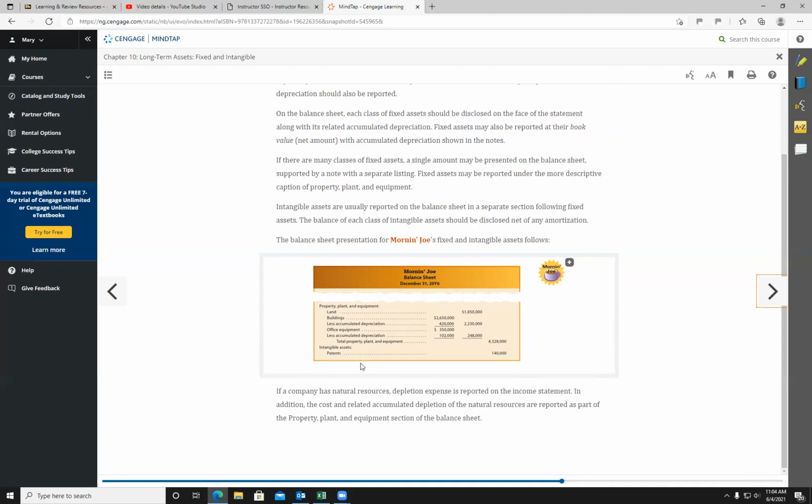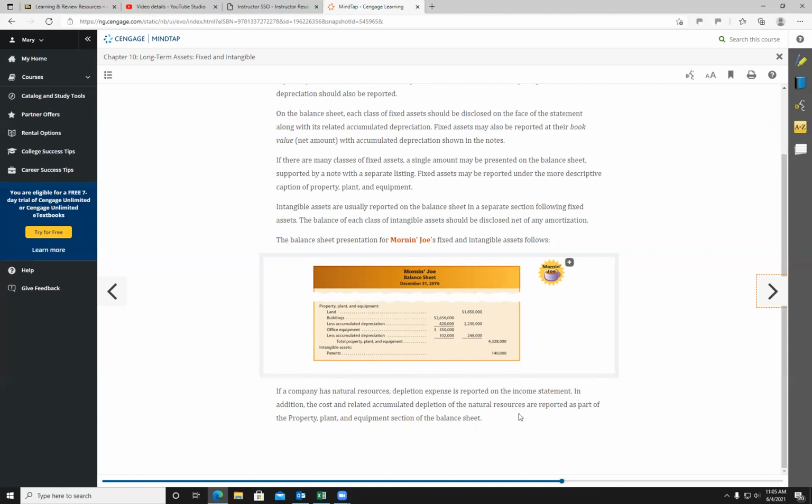But you should also have the fixed assets with their related cumulative depreciation shown, decreasing the value of those fixed assets. And the intangible assets are usually reported on the balance sheet in a separate section following the fixed assets, and the balance of the class of intangible assets should be disclosed net of any amortizations.